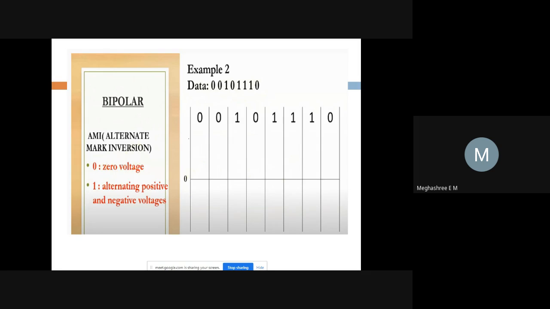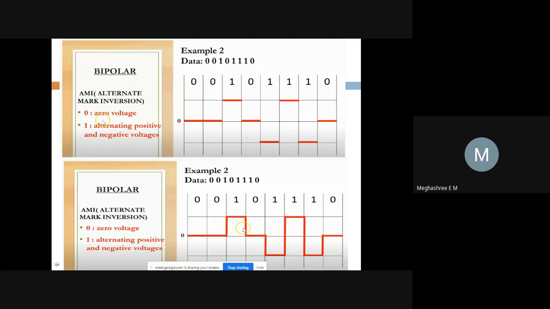The first bit is 0, so it will be at the reference level only, 0 voltage. 1, let me start from the positive side. 0, again at the reference level. 1, you have to move to the negative side. Again 1, move to the positive side. Again negative side, and then 0. So this is the digital signal for this given digital data. That is what I have completed here. The easy one, right?